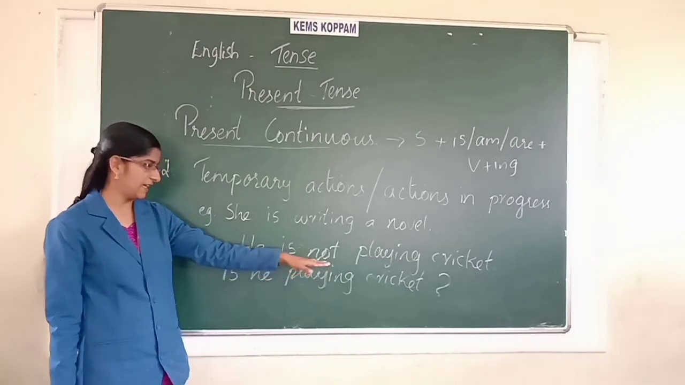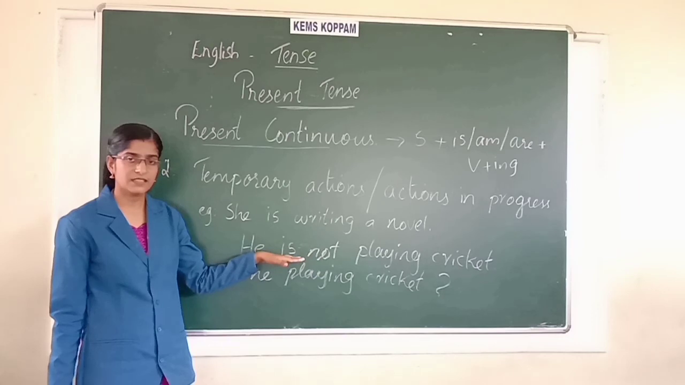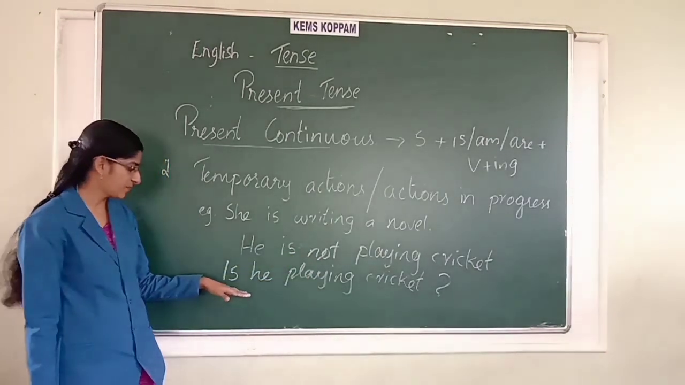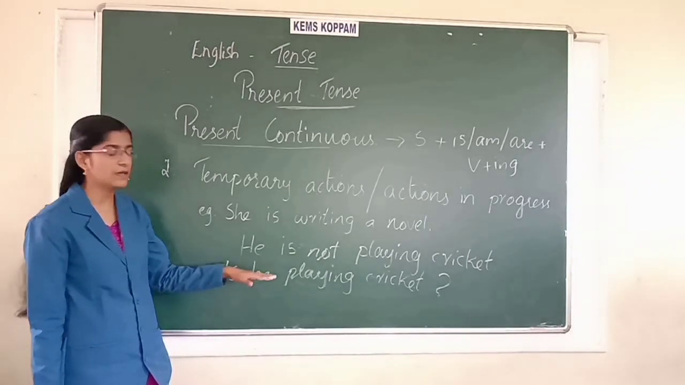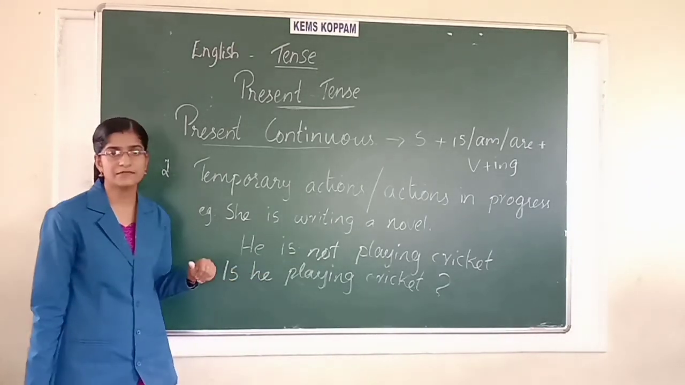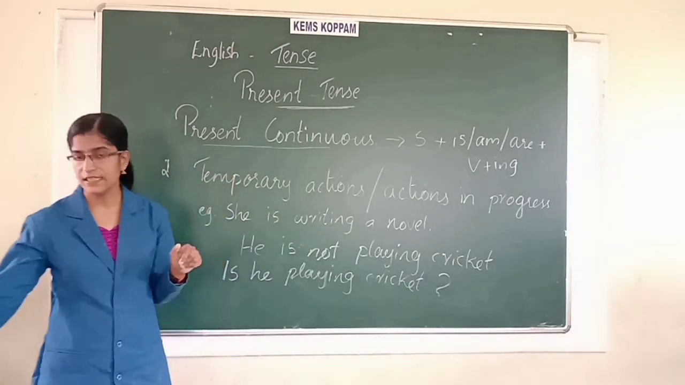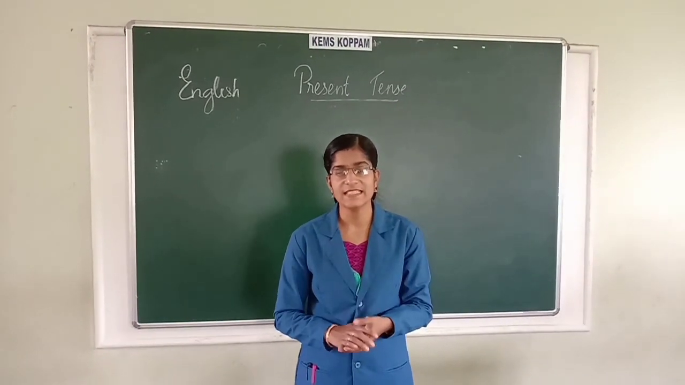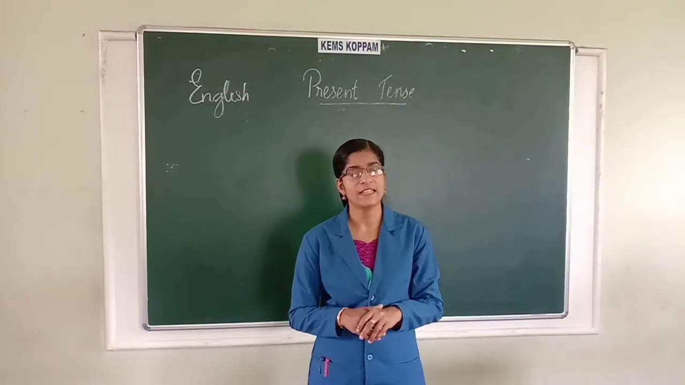So in order to make a negative, just add not after is, am, are, and if you want to make it a question, please bring is, am, are at the beginning of the sentence. Clear? So this is about present continuous. And so we discussed simple present and present continuous today. Okay, so hope you understood that.